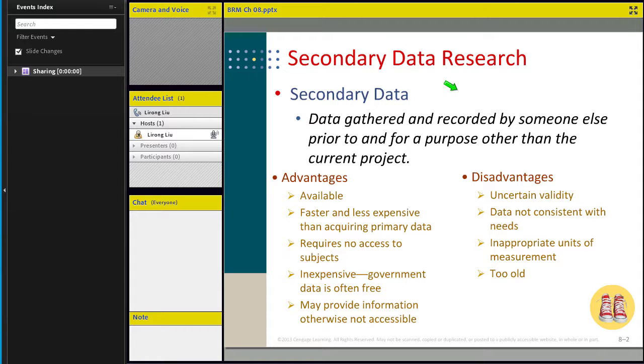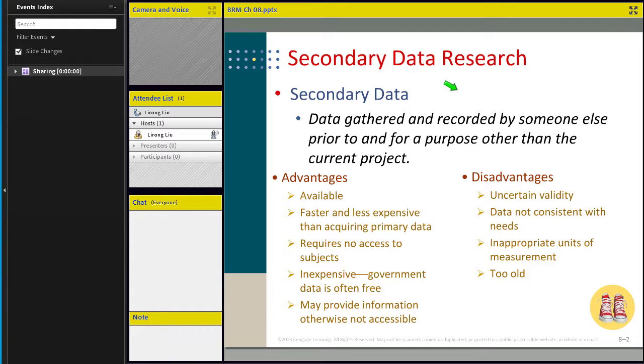Okay? And another advantage is secondary data do not require access to the subjects. That is, you do not need to contact the respondent yourself. It's already collected. It's inexpensive in the sense that the government collects tons of data for us, and they are usually free. For example, the Department of Labor collects various statistics on variables related to the macroeconomy and the labor force.